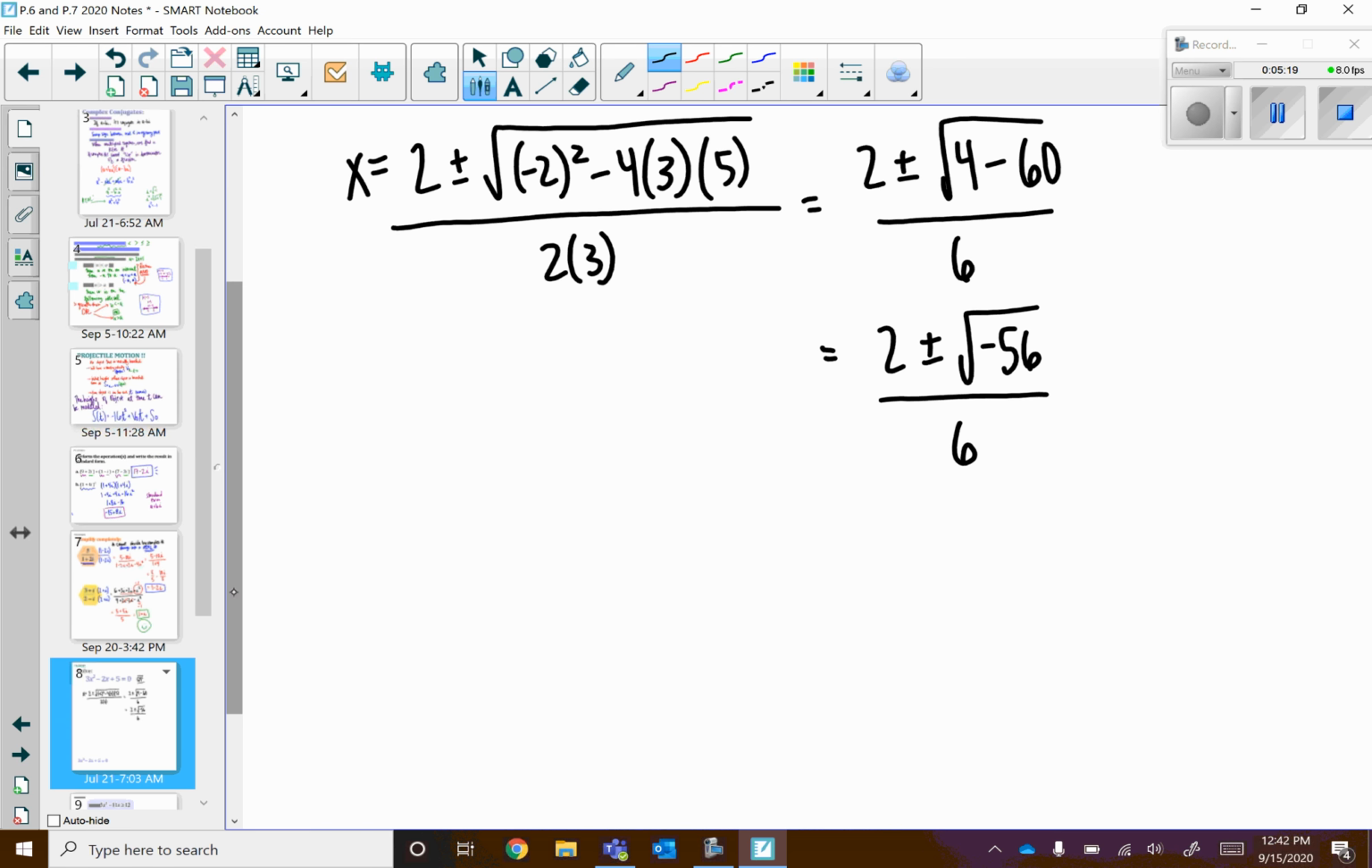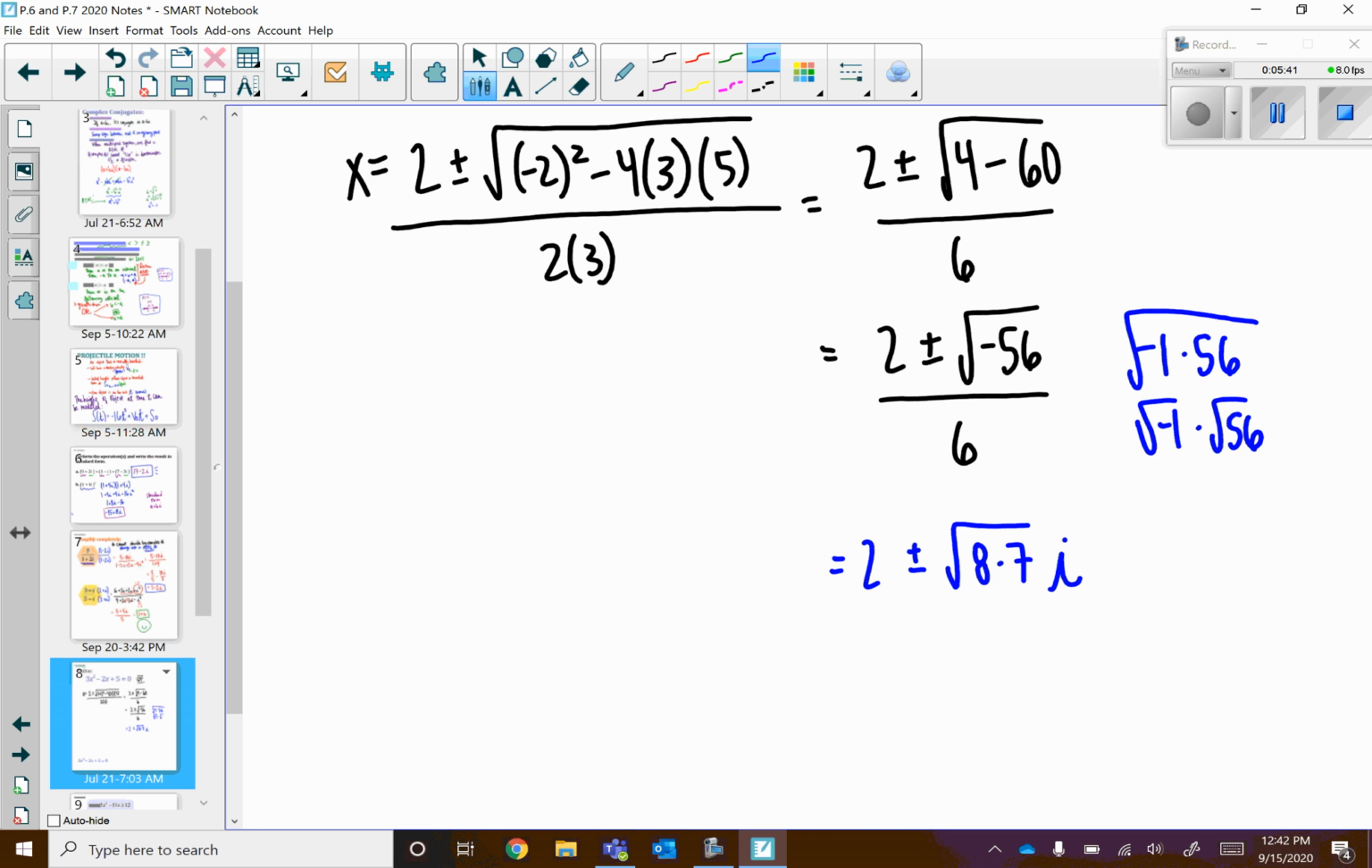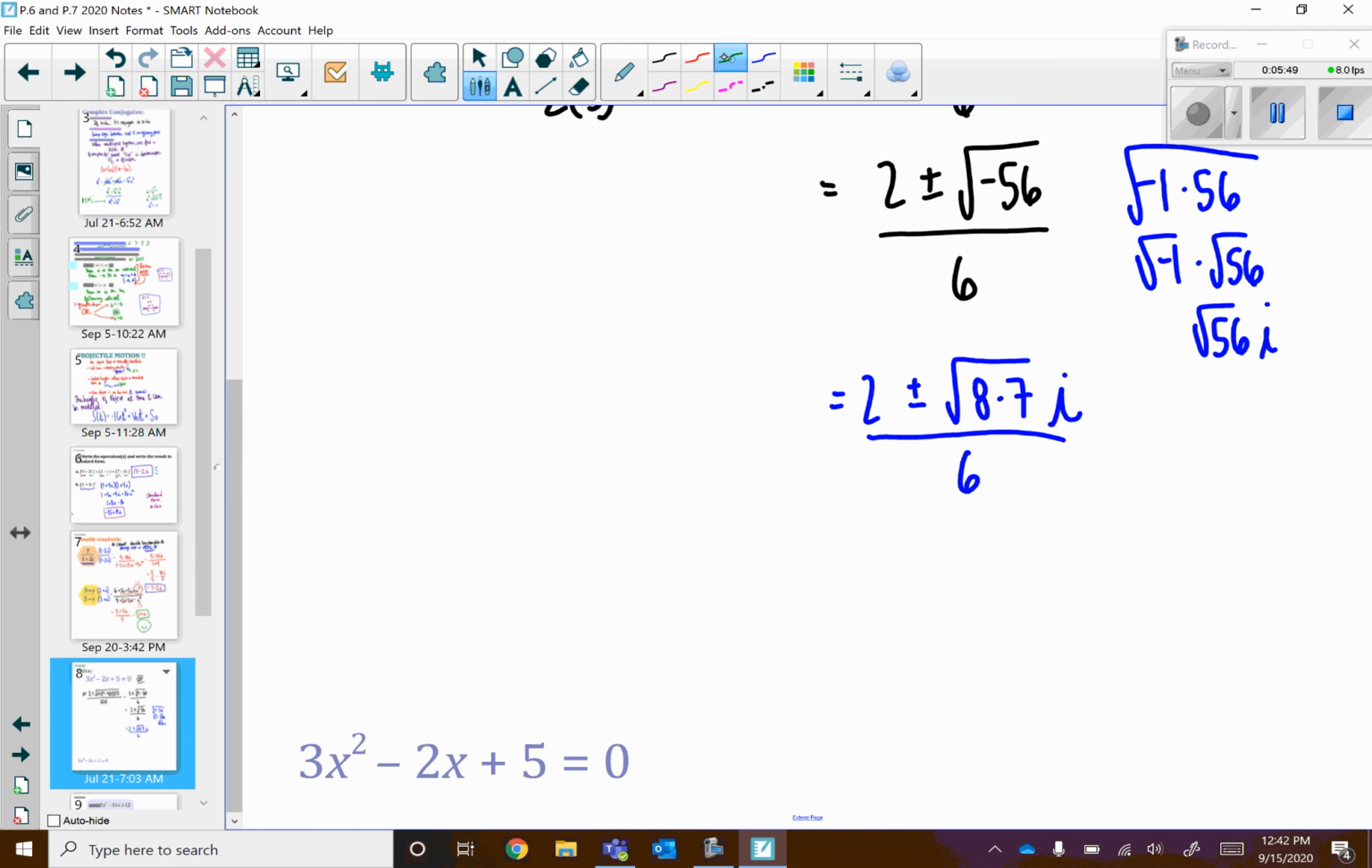And while that's technically correct, we would never keep it like that. Let's start by writing it as 2 plus or minus the square root. This is really 8 times 7, and then I'm pulling out an i, right? Negative 1 times 56, that's the square root, and the square root of negative 1 is really i, so we have the square root of 56i, all over 6 still. 8 is really 4 times 2, so I technically have the square root of 4 times 2 times 7 there, and because 4 is a perfect square, we can pull that out.